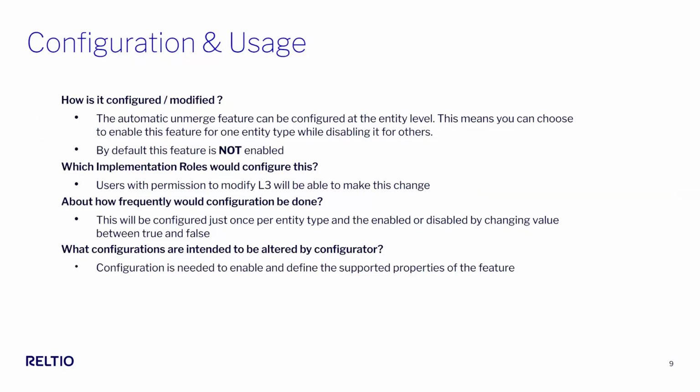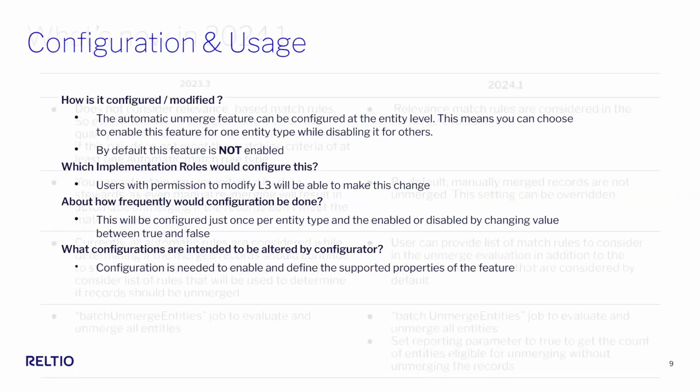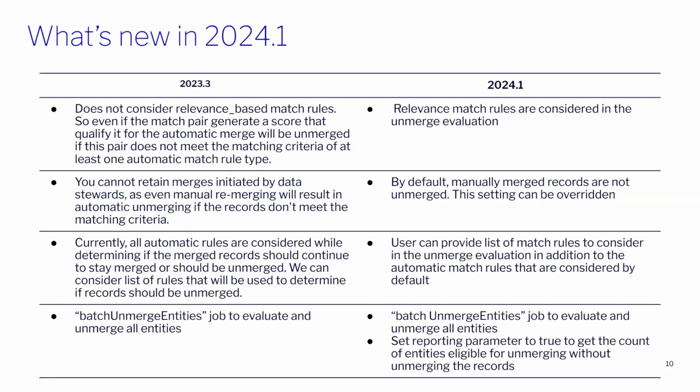We also talked about some of the technical configuration and usage. This is something I want to reiterate. Like I mentioned, we started in 2023.3 with very basic functionality, which is just to detect anything that is eligible for unmerge and unmerge it. Even a manually merged record, if it does not align with the automatic match rule, will get unmerged as well. That was in 2023.3.